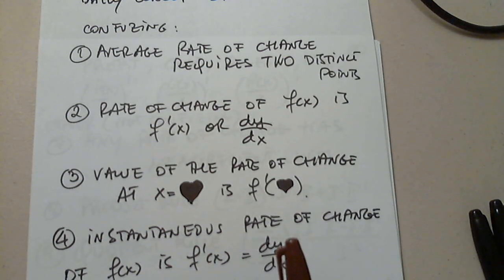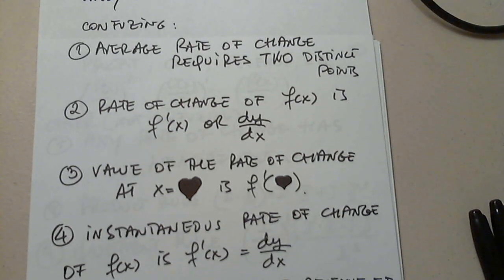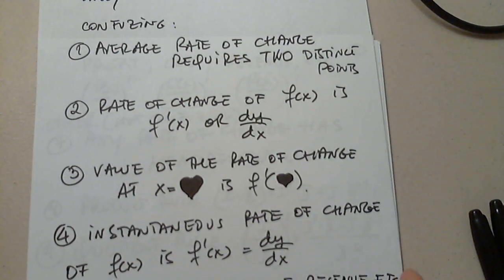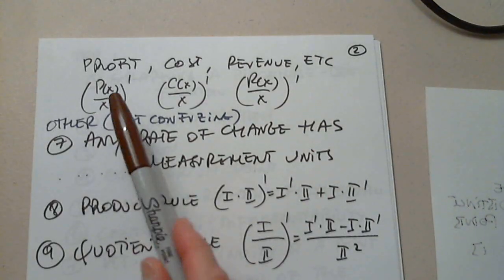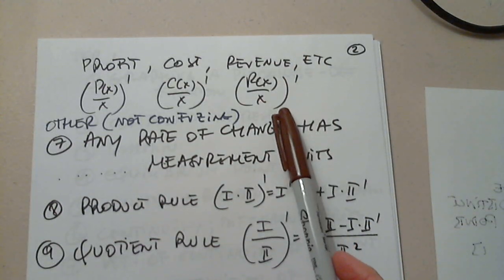F prime of x equals dy by dx. The average profit, cost, revenue, etc. The average profit is P of x over x. The average cost is this. The average revenue is this. The rate of change of these is P of x over x, prime. It's C of x over x, prime. R of x over x, prime.